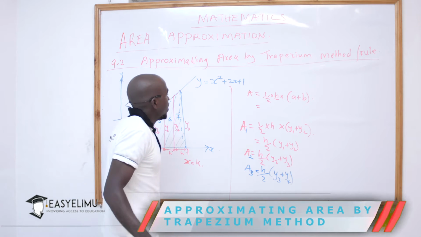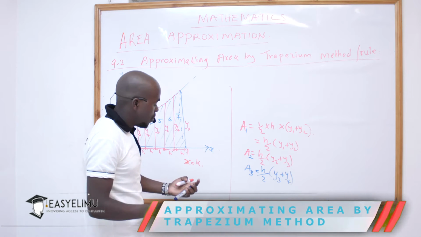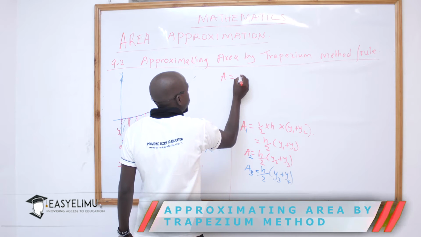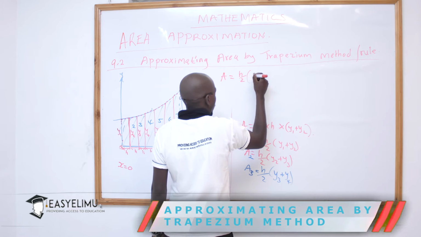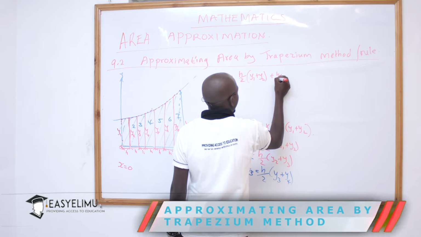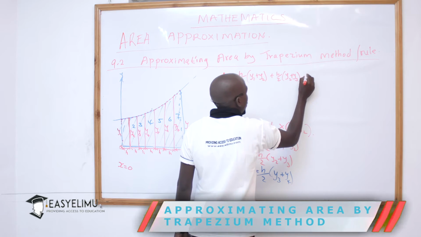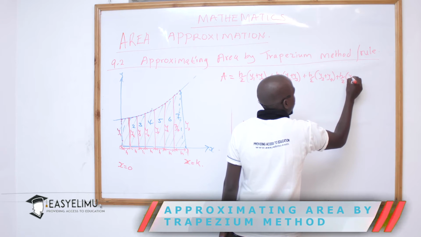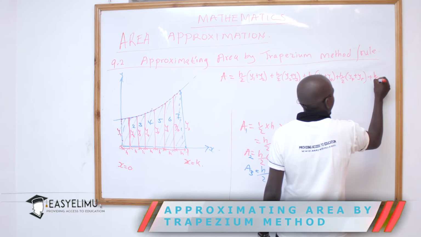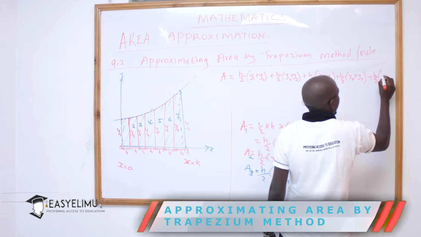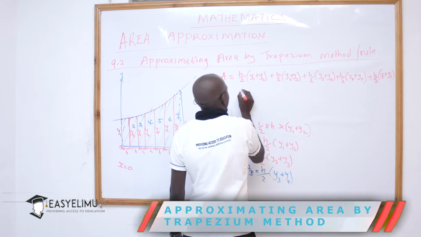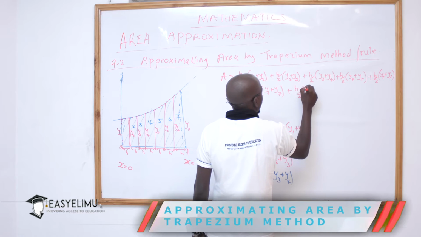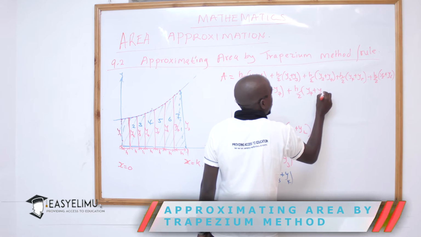So, in conclusion, we can find the total area under the curve as: area equals h over 2 into y1 plus y2, plus h over 2 into y2 plus y3, plus h over 2 into y3 plus y4, plus h over 2 into y4 plus y5, plus h over 2 into y5 plus y6, plus h over 2 into y6 plus y7, plus h over 2 into y7 plus y8. And we find that's the final one.